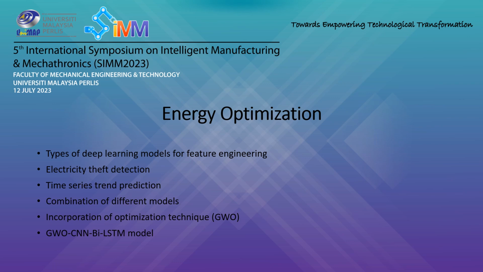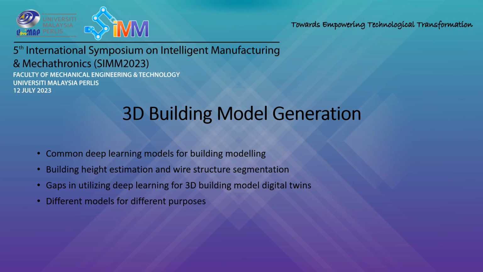zero buildings. Finally, we go for the last application of digital twin that will be discussed in this paper, which is the 3D building model. CNN, GNN, and AE are commonly used deep learning models for learning patterns and features from large amounts of data, leading to accurate building models.